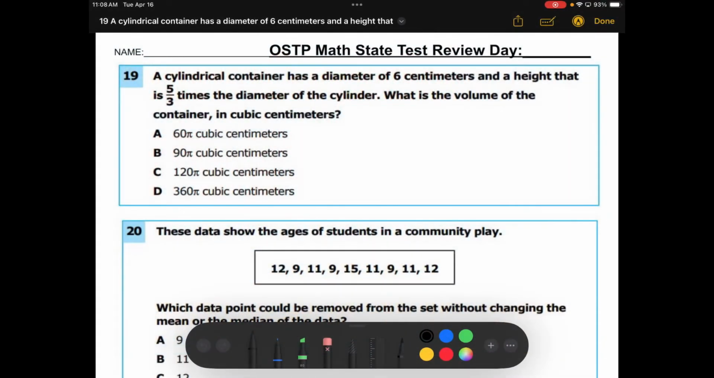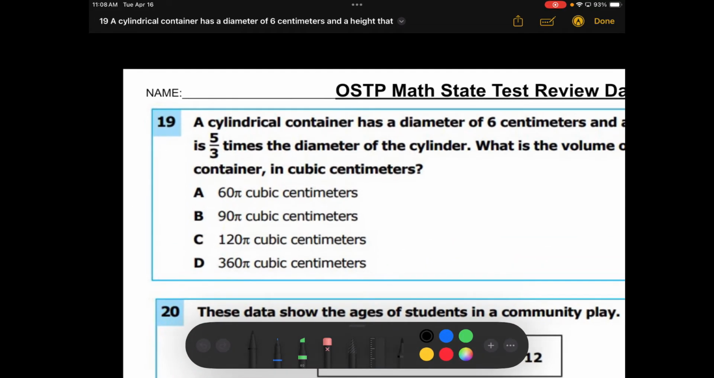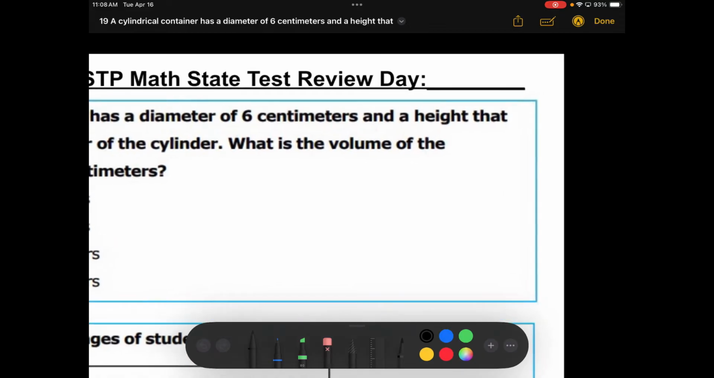Today we are going to start the OSTP test review, state test review, day 3. Put your name at the top on the left. Put day 3 on the right.